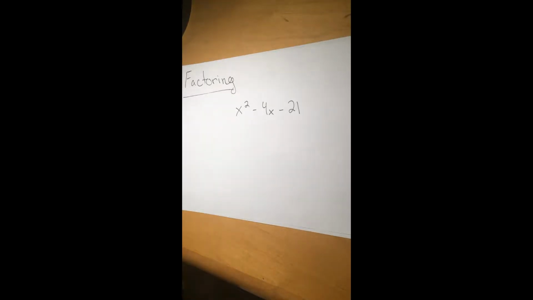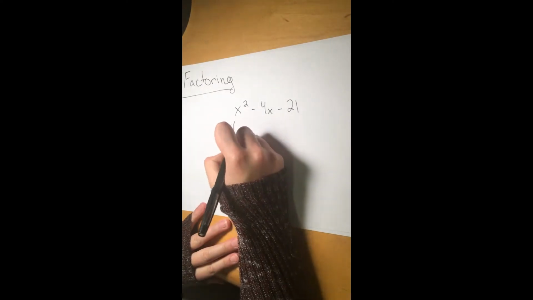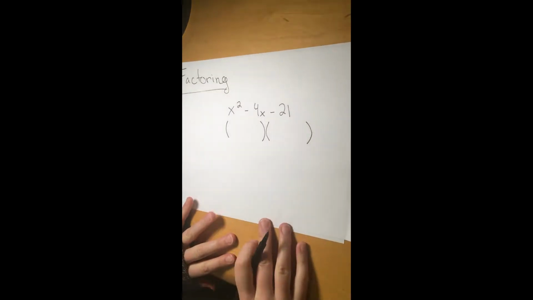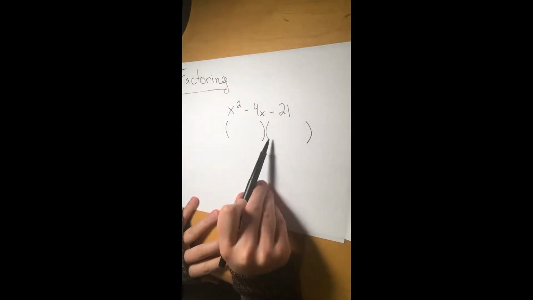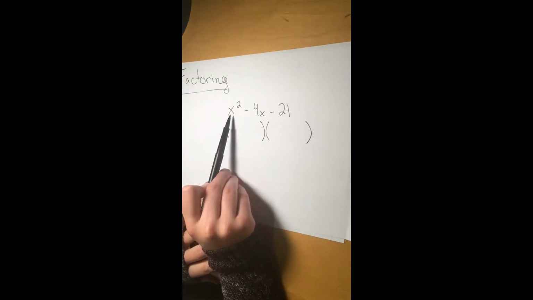Factoring is basically just the opposite of the FOIL method. So instead of multiplying two sets of parentheses together, we are trying to break this down into two sets. So we'll start out with just placeholders basically. And we know that our first term in FOIL will be the first times each other. To get to our first term here, it's an x squared.